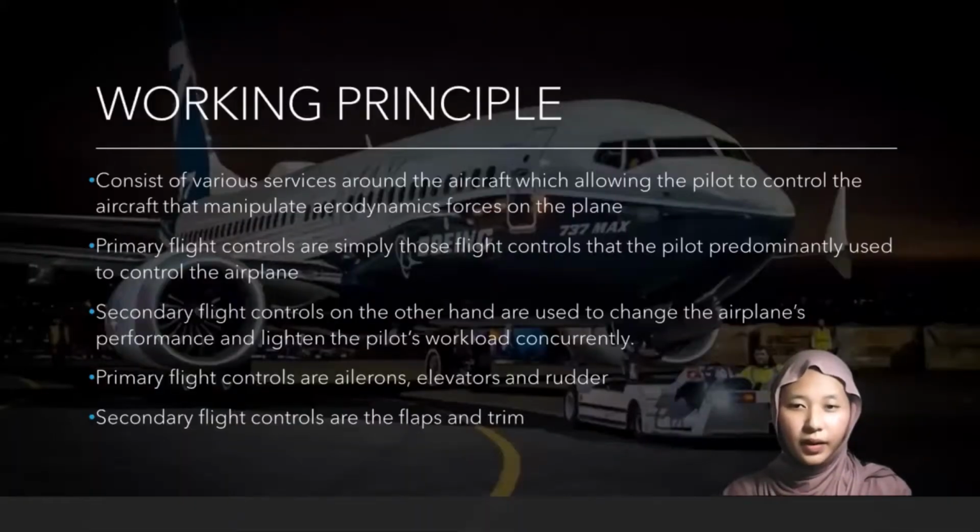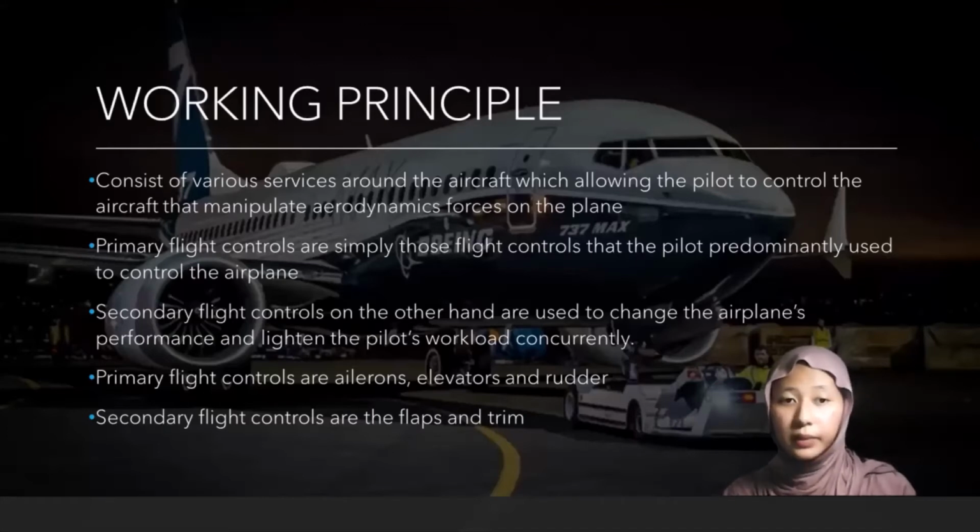Okay, the first thing I'll be talking about is the intro, and then I'll go through the primary and secondary flight controls. The flight controls consist of various surfaces around the aircraft, which allow the pilot to control the aircraft by manipulating aerodynamic forces on the plane.